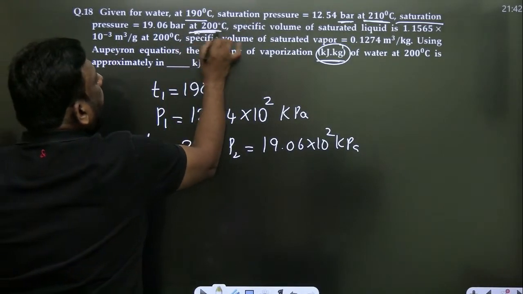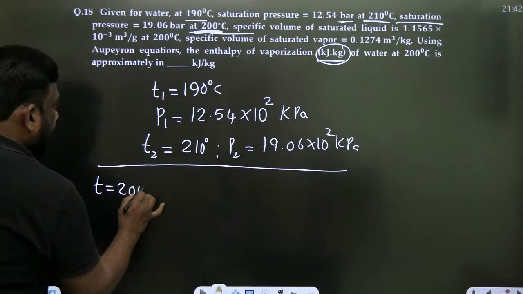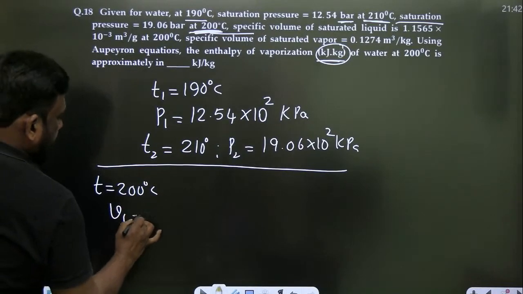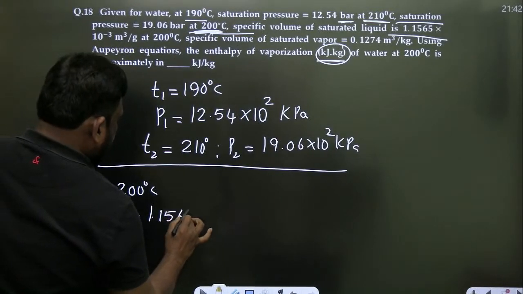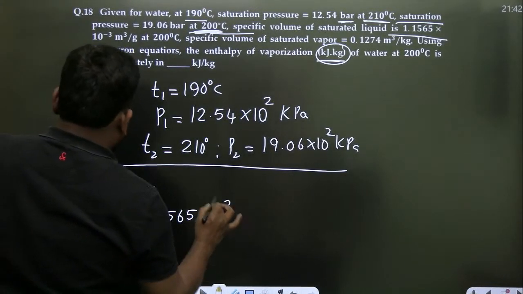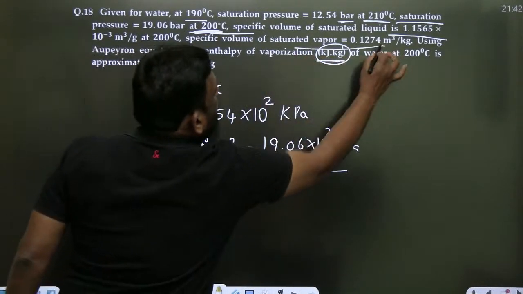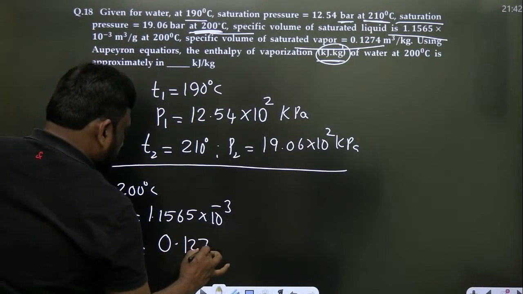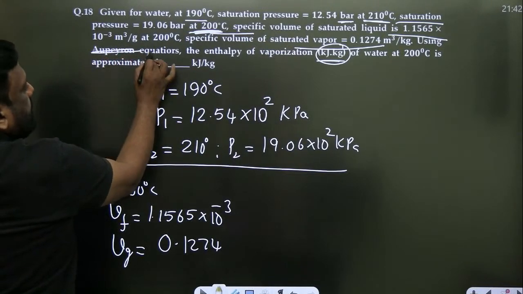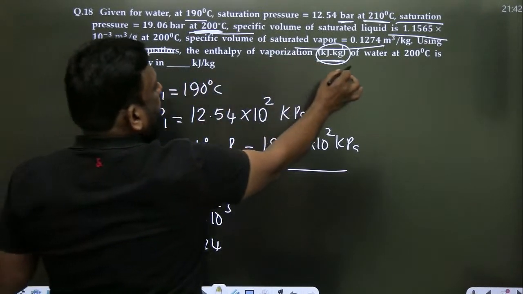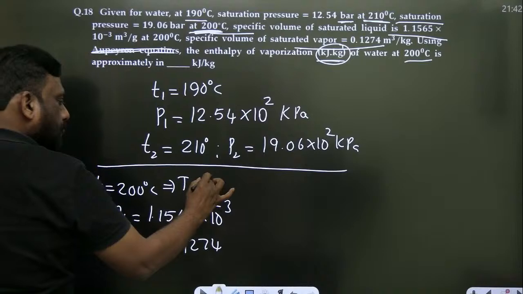At 200 degrees centigrade, the specific volume of saturated liquid is 1.1565 into 10 power minus 3. The specific volume of saturated vapor is given as 0.1274. That is also given. Using the Clapeyron equation, find the enthalpy of vaporization at 200 degrees centigrade. Can I write this 200 degree centigrade as 473 Kelvin?